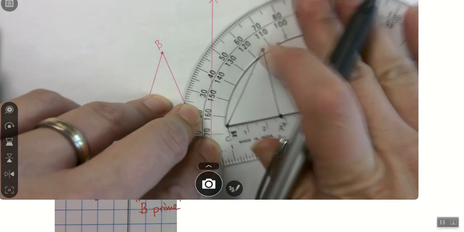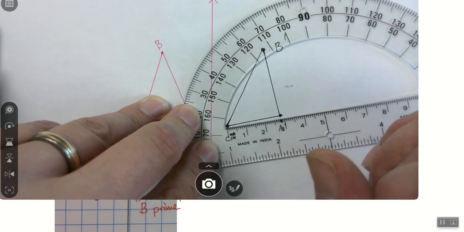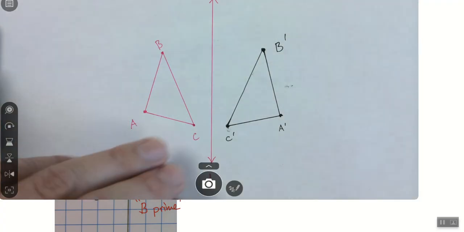Cool. Should we do another one like this, or should we jump into the world of algebra? Another one like this? Okay.